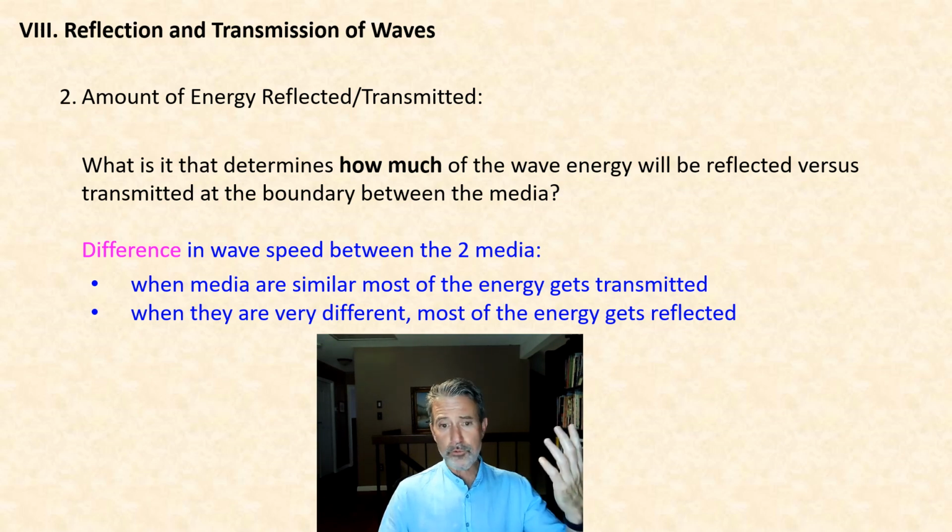When the media, the initial medium and the transmitted medium, are very similar, most of the energy gets transmitted, and very little of it gets reflected. But when the media are very different, most of the energy will get reflected, and very little will get transmitted. So the key phrase here, which I've highlighted in pink, is difference in wave speed between the two media.